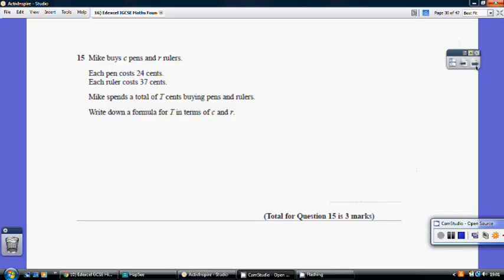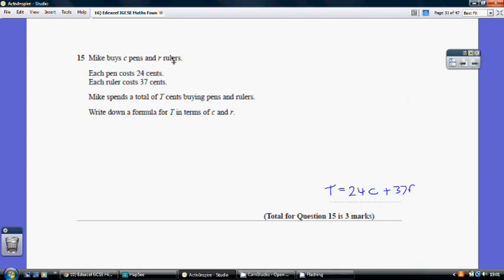Question 15. So Mike buys C pens and R rulers. We've got to write a formula. So think about it. With the pens, if we bought 10 pens, that would cost 10 lots of 24. If we bought 5 pens, it's going to cost 5 lots of 24. Well, we're just buying C pens, so it's going to be C lots of 24, which is 24C.